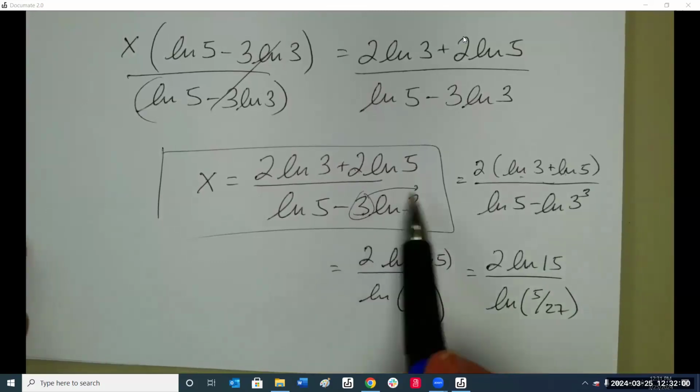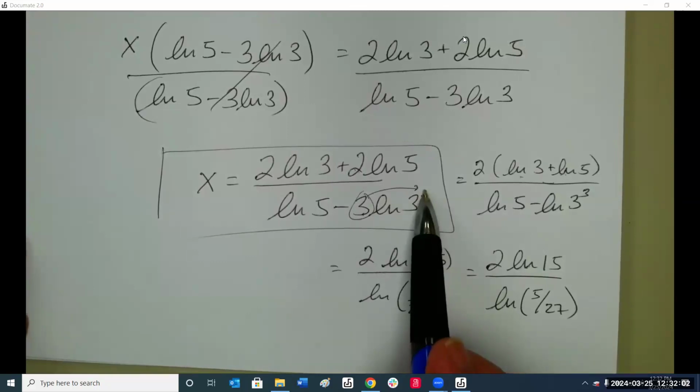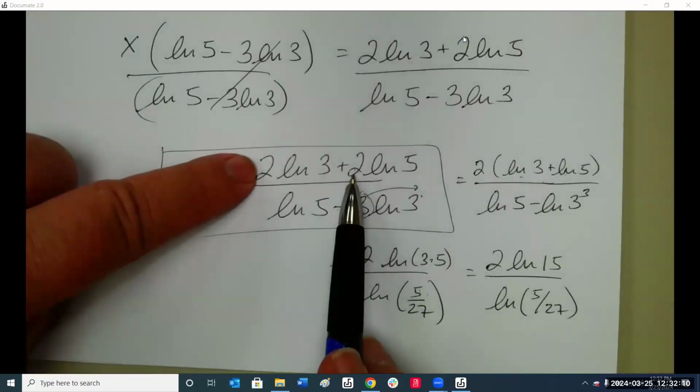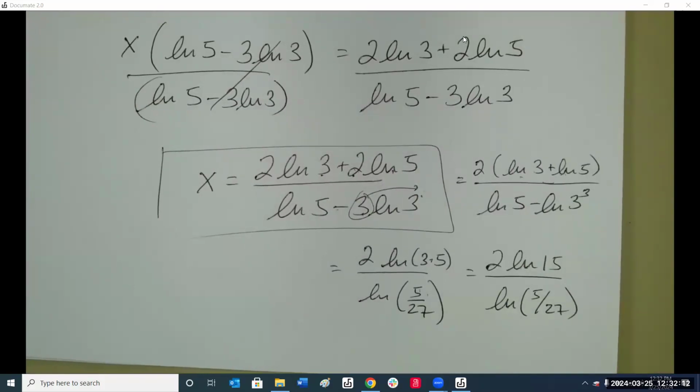On the bottom, the 3 becomes the exponent. 3 cubed is 27. Since there's a minus, it becomes a division. On the top, I took out the 2, so it's plus, so I can multiply the numbers, 3 times 5. And this is not the only way you can write it, but you can express it a couple of different ways if you want.